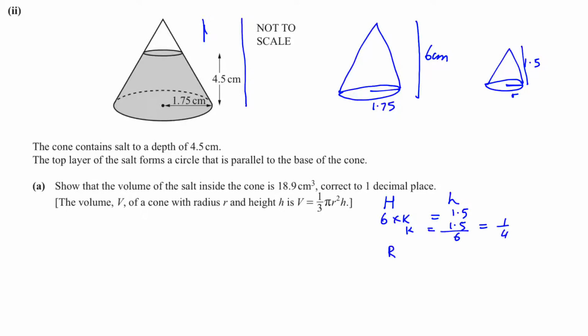We are going to do the same with the radius. So the radius is 1.75 of the big cone. We are going to multiply it by 1 over 4. We will get 0.4375. Now to find the volume of the salt, the big volume, this volume here, subtract the volume which we are going to find now, is going to give us the volume of the salt.